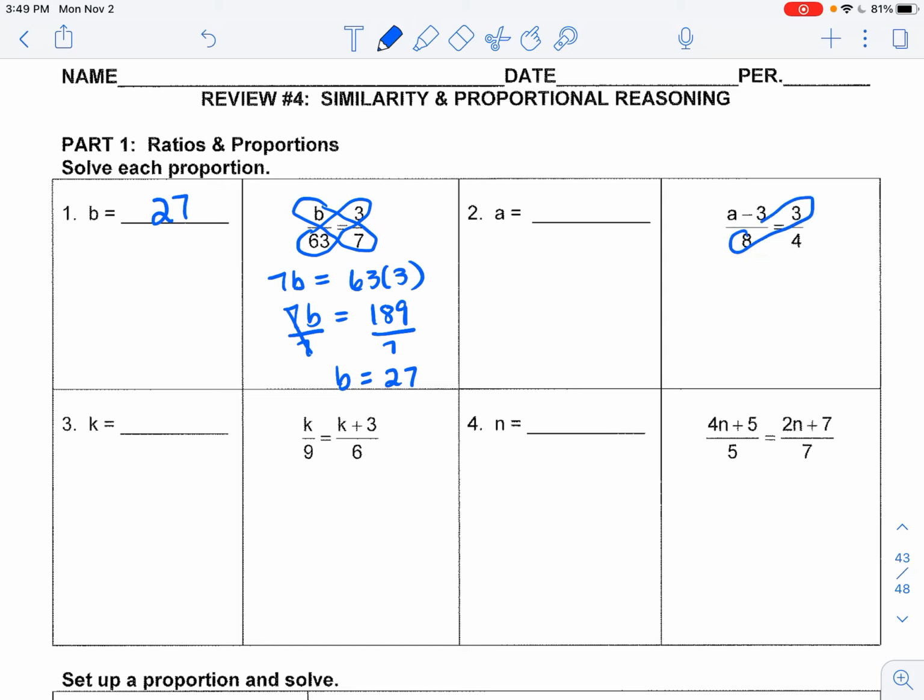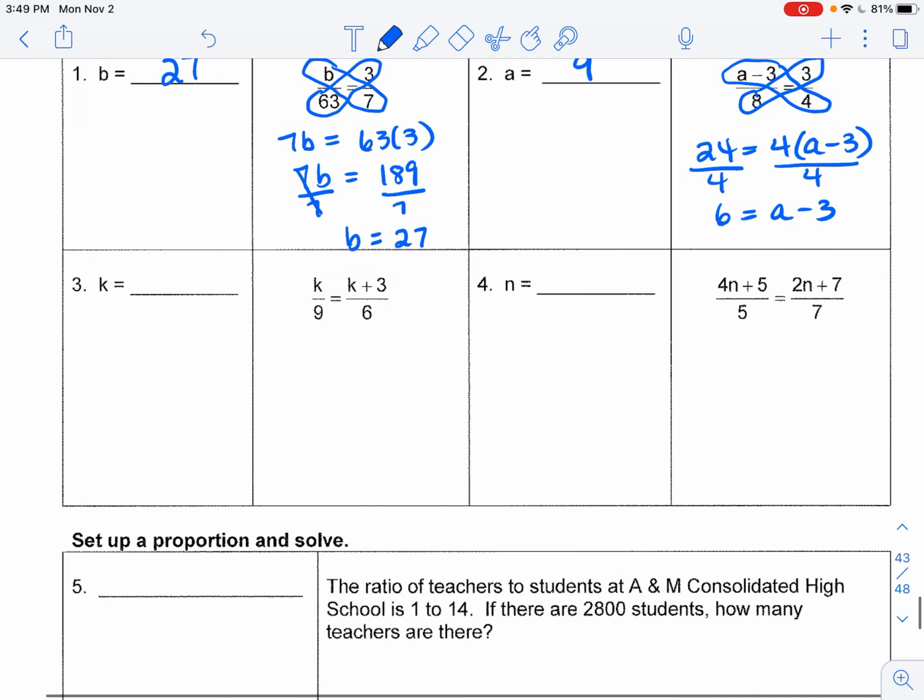In number 2, let's work the same process. 8 times 3 is 24. And on the right side, 4 times a minus 3. I'm going to go ahead and divide both sides by 4. That reduces the left side to 6. Add 3 to both sides, and a is equal to 9.